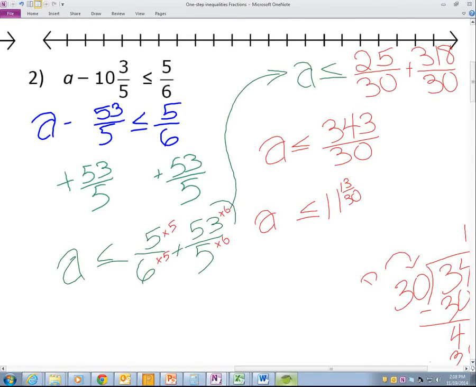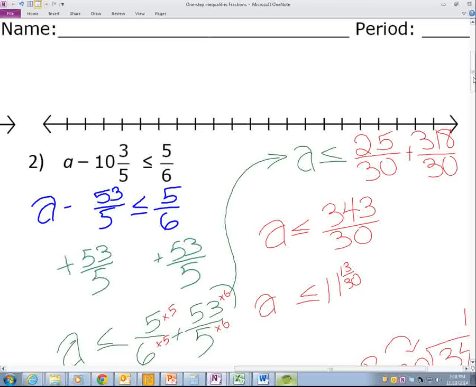Now, on your quiz on Friday, this is exactly how the layout of your questions are going to be. It just has a numbered line with lines in it. It won't have the numbers on it like homework last night and the homework tonight. So right in the middle, I'm going to go ahead and do my 11 and 13/30. Right smack dab in the middle.